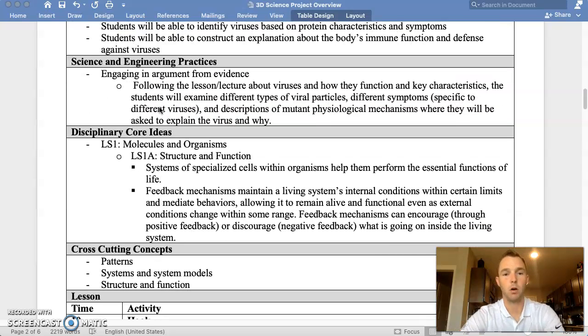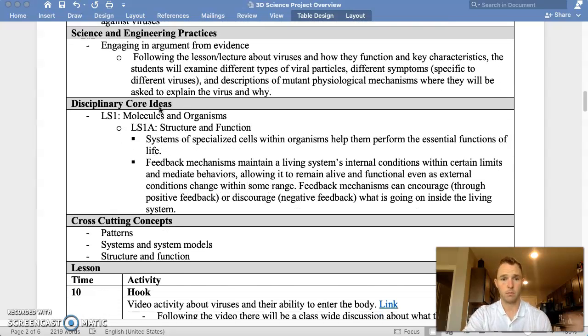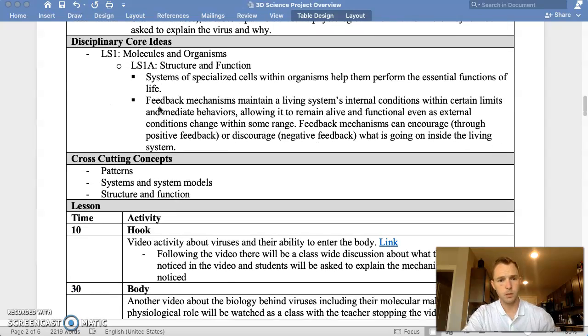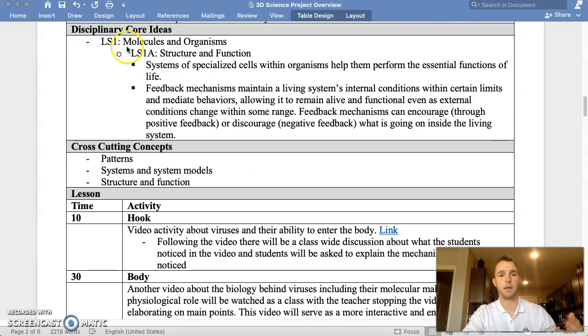The SEPs are engaging in an argument from evidence, so they're going to develop an understanding and then be able to argue as to why the viruses are what they are and why they function how they function, based on the evidence that they see in their learning process, but also in their activities. The disciplinary core ideas, the LS1 of molecules and organisms. This is the NGSS standard that I was talking about, focusing on.